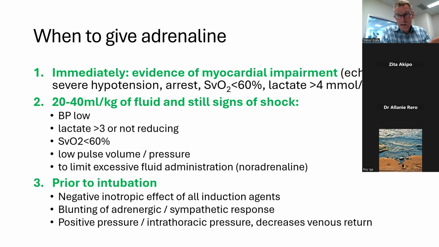So always after 40 mils per kilo of fluid, if I've given 10 and 10 again and 10 again, and they're still in shock or they're still cold, then start some adrenaline or some noradrenaline. And if they're in warm shock, give noradrenaline, if you think they're vasodilated. If they're in cold shock, give adrenaline. It's as simple as that.